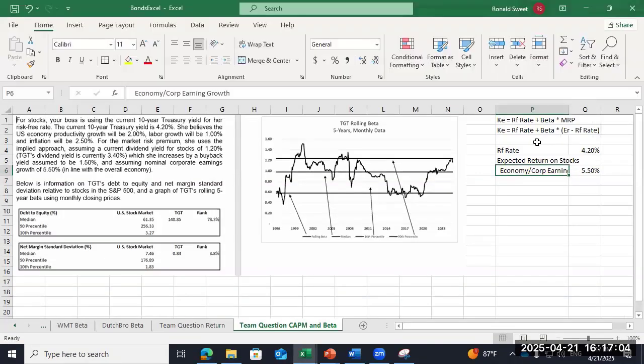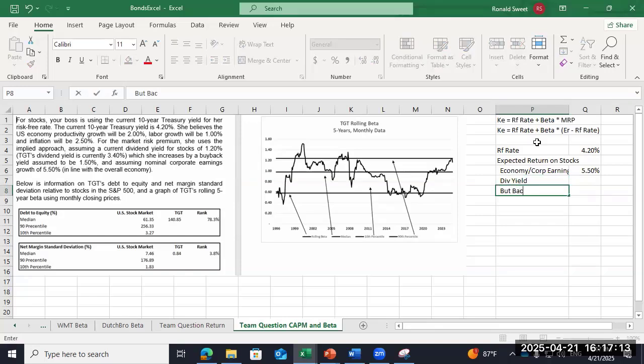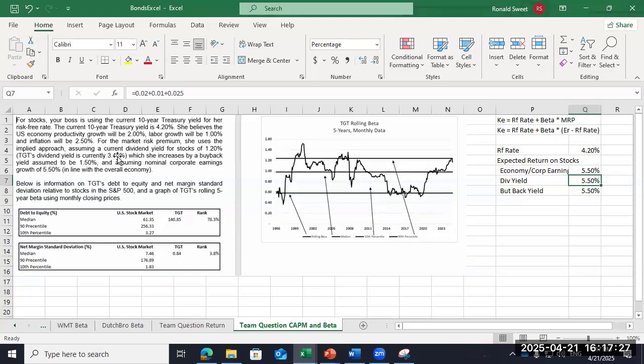So the expected return on stocks is going to be the expected corporate earnings growth plus two yields. What yields do you have? Dividend yield and the buyback yield. And I'm recommending you use the buyback yield in your paper 3 because it's going to give you a much more reasonable answer. Now, I gave you Target's dividend yield. Where are you going to use that 3.4% in this exam? Nowhere. Why did I put that in? To see if I could throw you off.